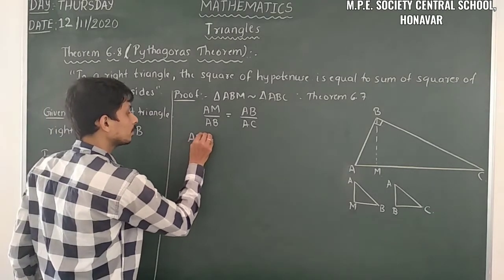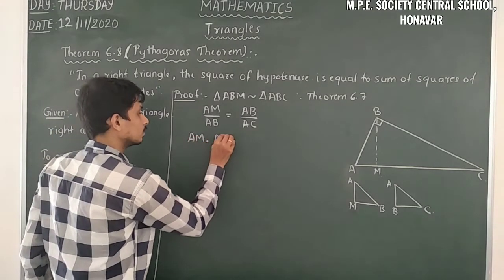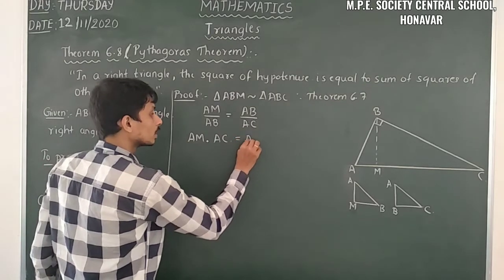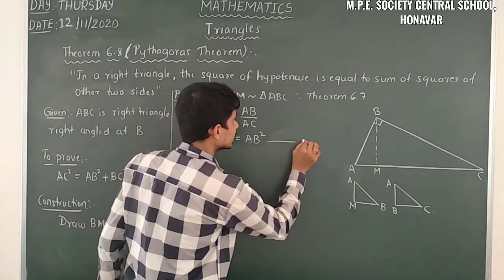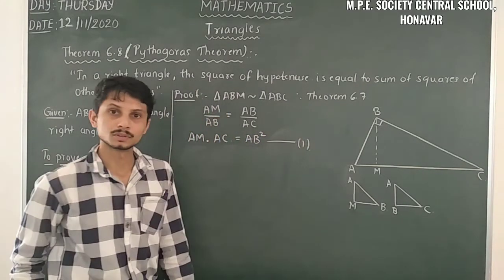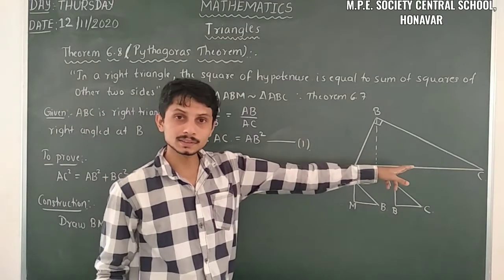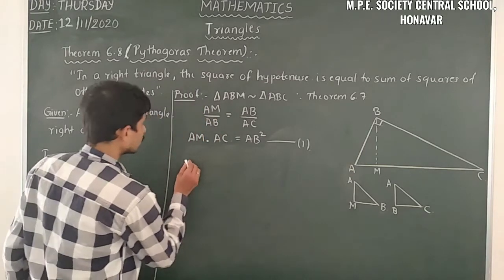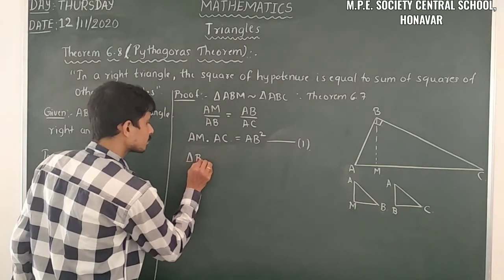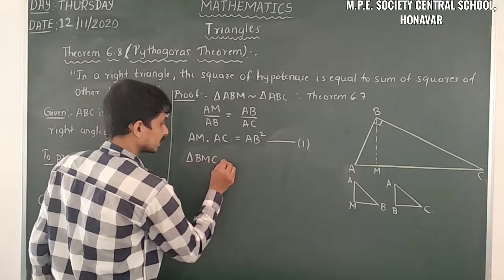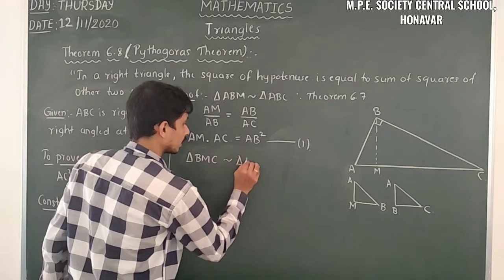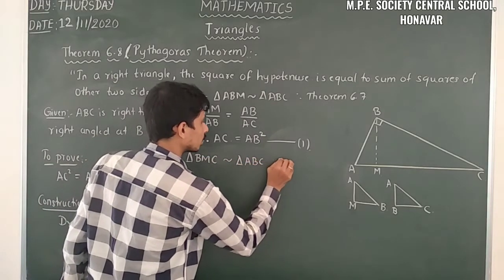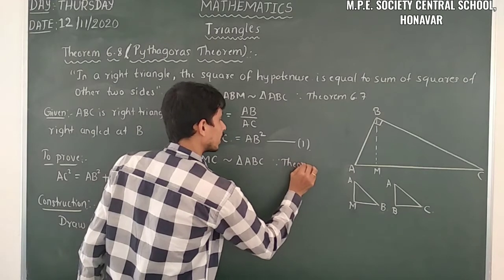Here, AM into AC is equal to AB square. Take this as equation number 1. Then consider another small triangle, BMC and ABC. Triangle BMC is similar to triangle ABC because of theorem 6.7.